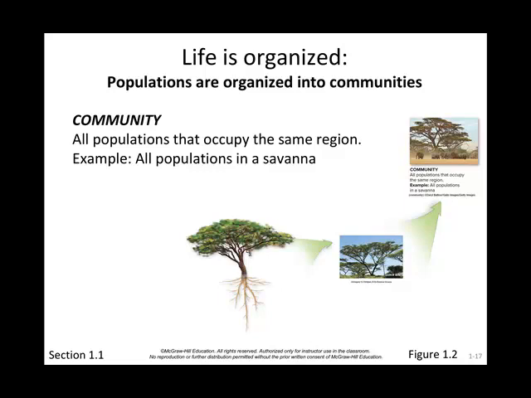Now, when you have many populations of living organisms occupying the same region, we call this a community. In a community, you have two or more populations living in the same geographical area, such as all the populations living in a savanna.